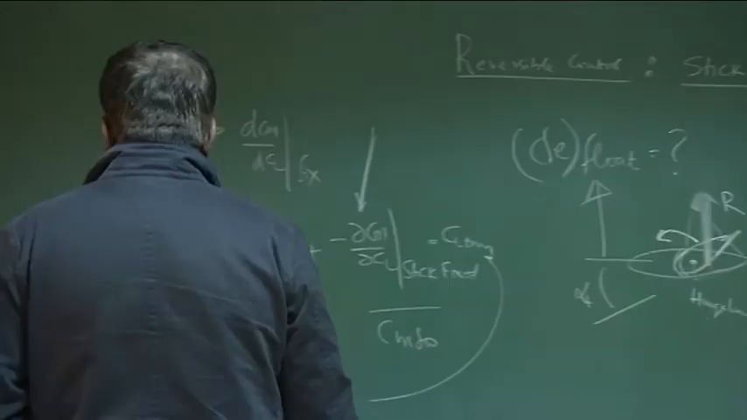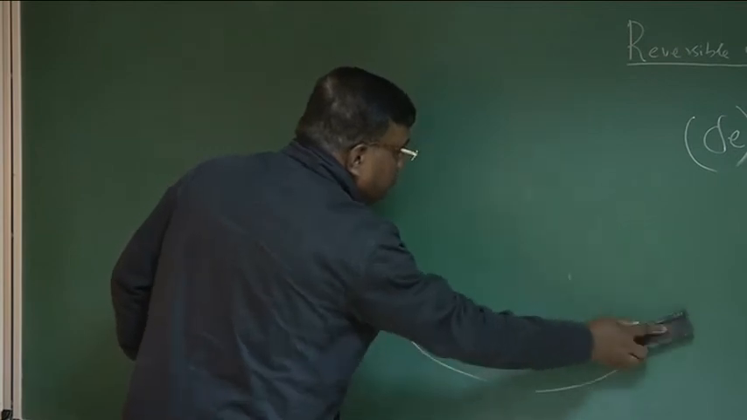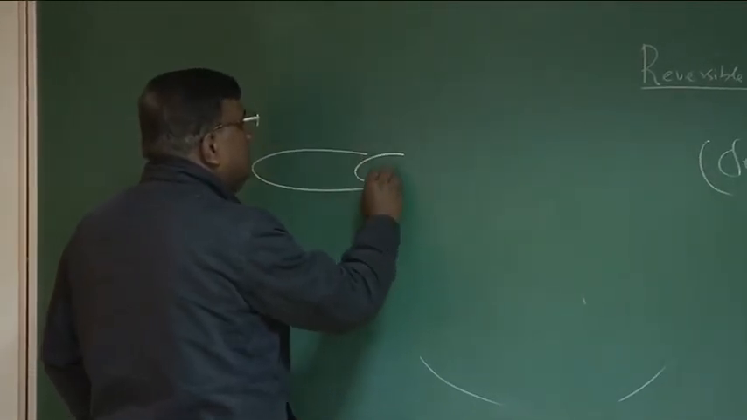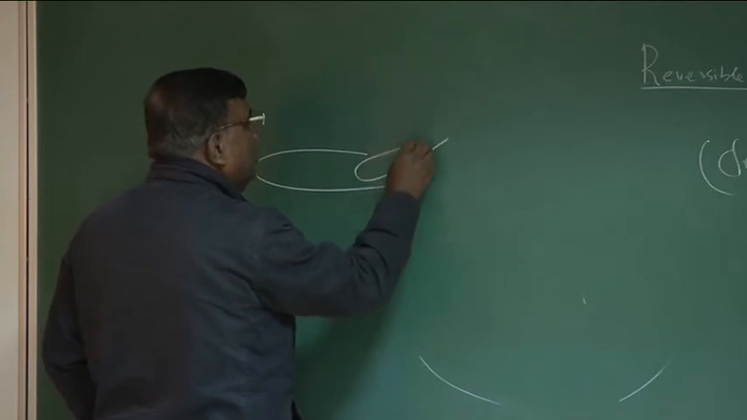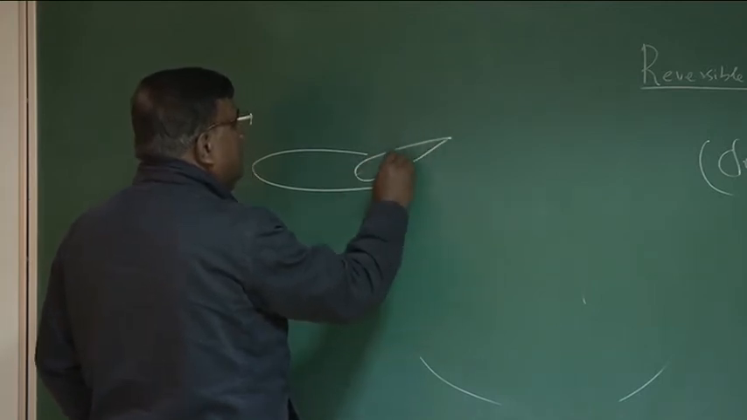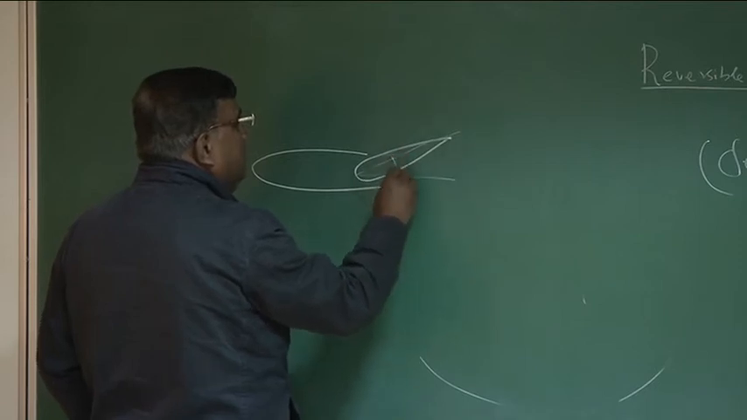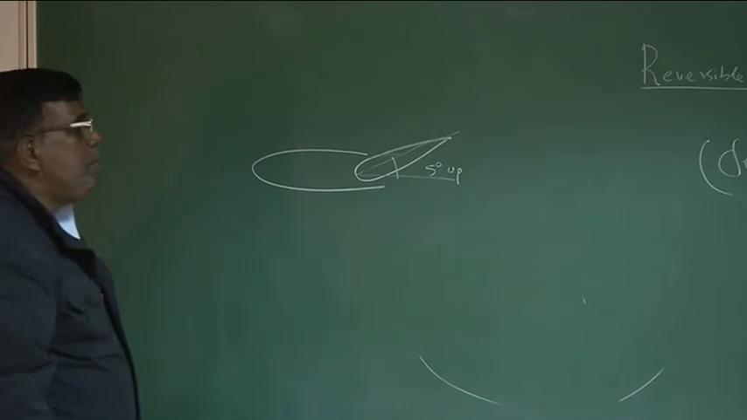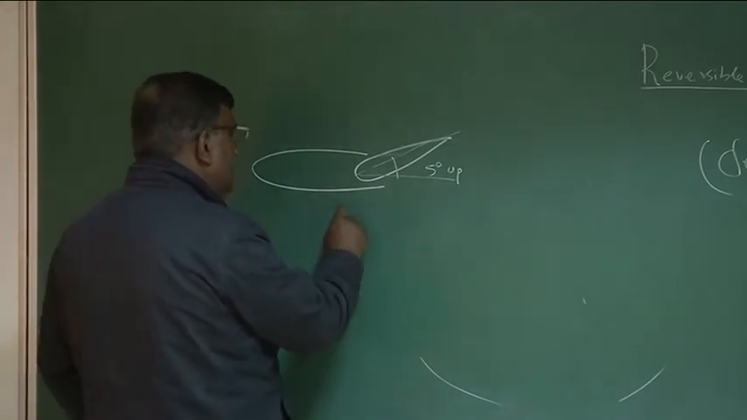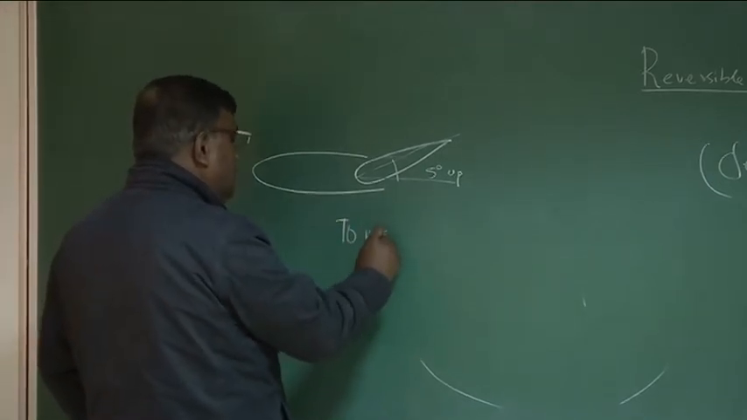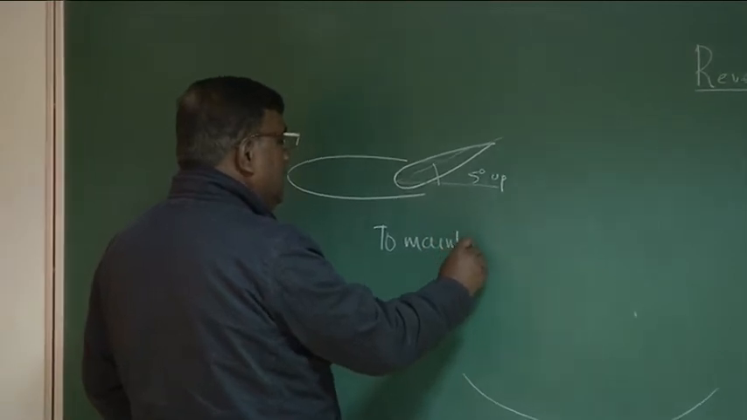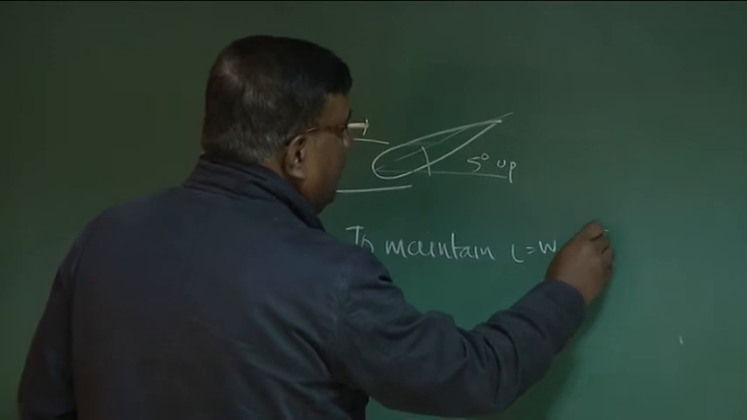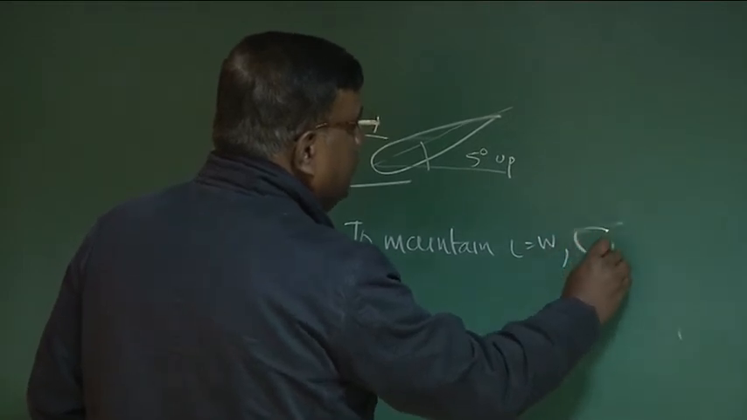Now let us see what the trim tab is going to do. Let us say that you need to hold this elevator at an angle of, let's say, 5 degrees up, which is negative, to maintain, say, lift equal to weight, so correspondingly you will have a CL trim, right?